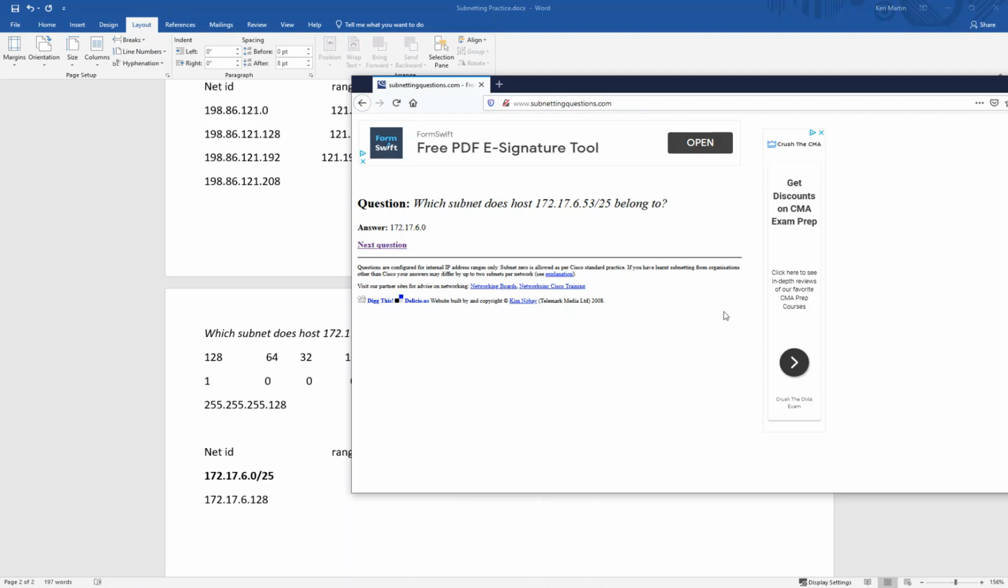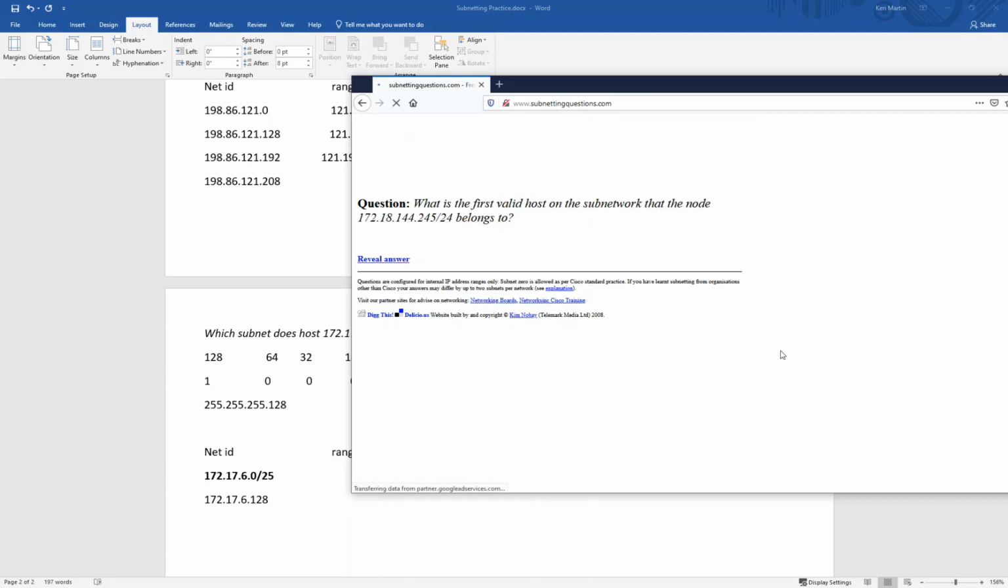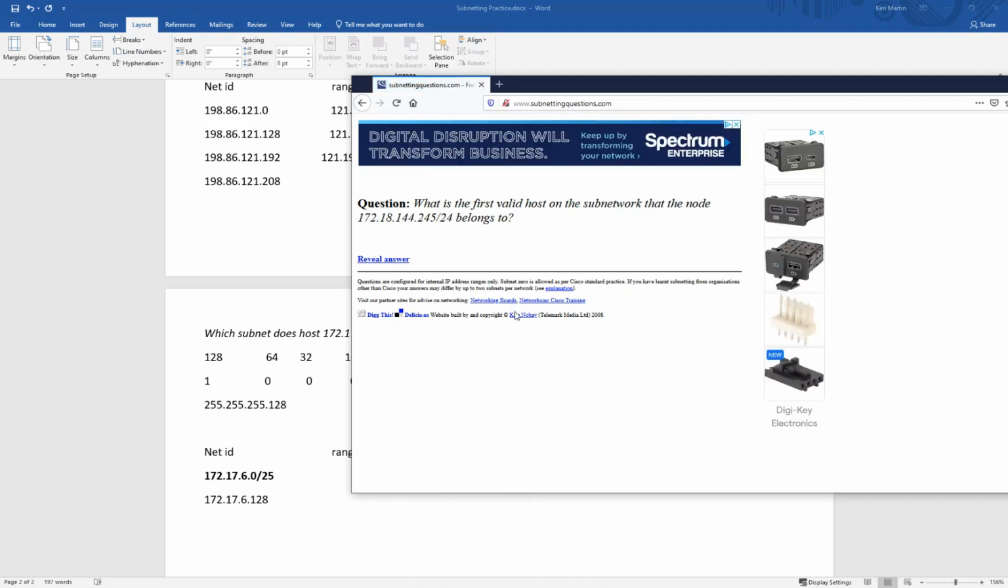So they don't really give it. Yeah, they're assuming /25 is 255.255.255.128. All right, what is the first valid host? So that's a different way of asking that question. What is the first valid host in the subnetwork with the node 172.18.144.